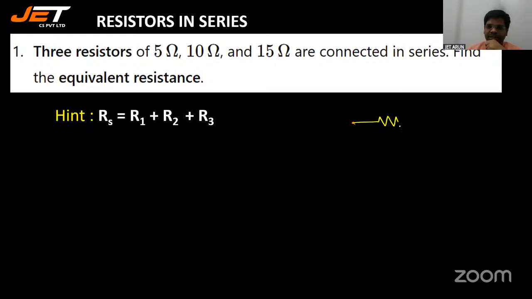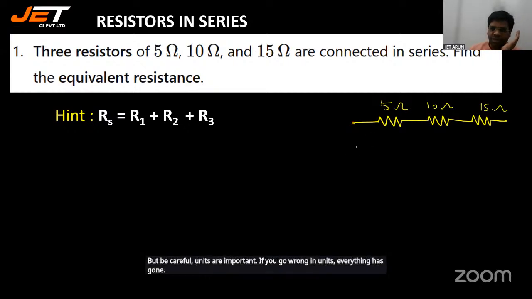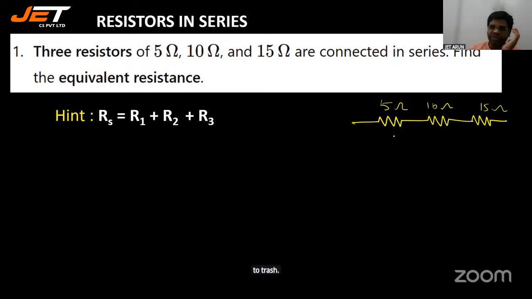I've got a resistor like this, another resistor like this, another resistor like this. So three resistors. This is 5 ohms, this is 10 ohms, and this is 15 ohms. It's not volts, Zara, it's ohms. Be careful, units are important. If you go wrong in units, everything is gone to toss. So 5 plus 10 plus 15, which is 30 ohms, is my equivalent resistance in series. Yes, Pranita, excellent.